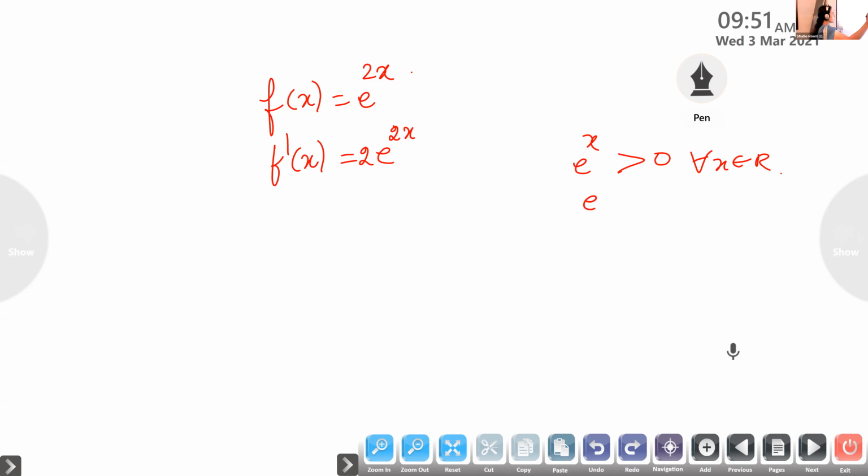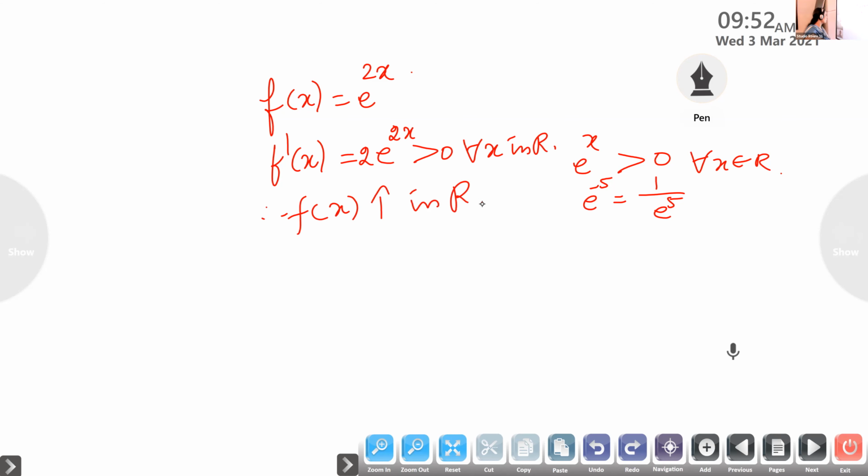Suppose you have e raised to minus 5. What is that? 1 by e raised to 5. We have learned these exponential functions, logarithmic functions. The value of e raised to a function is always positive. So it is increasing. It is greater than 0 for all x in R. Therefore, f of x is an increasing function on R.